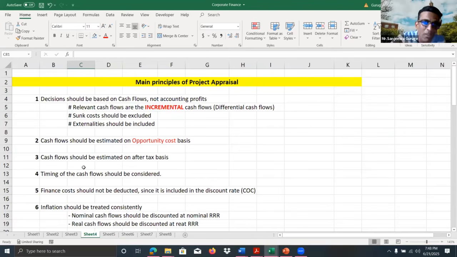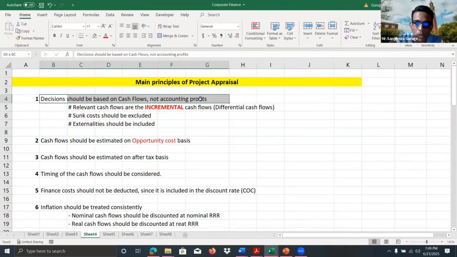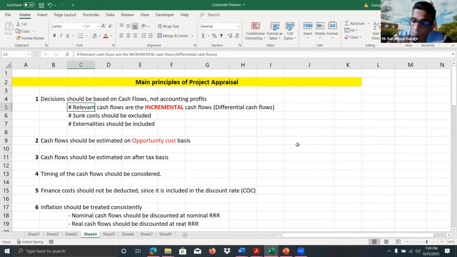But especially when you are analyzing a case study, it is very important to know the principles, right? Because we should identify only relevant cash flows. Earlier I mentioned one key principle is that decisions should be based on cash flows. And what are the relevant cash flows? Relevant cash flows are the incremental cash flows. So when you get the information about a particular project, you have to see whether that cash flow is relevant for the analysis. Relevant does not mean there should be an actual cash outflow or inflow or cash movement. That is not the meaning. But it should be incremental.